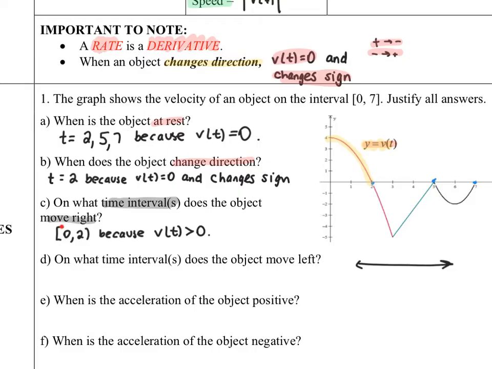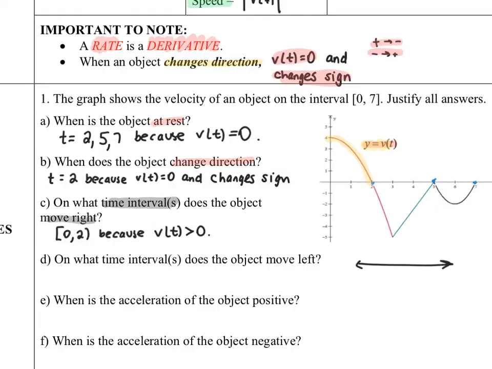And notice how I put a bracket on the endpoint, and at 2, I actually said the velocity equals 0, so I needed to put a parenthesis. I'm not including 2 as a rightward movement because my particle is actually stopped at 2. And as far as my justification, I just say what it is about this velocity graph that made me pick this interval, and it was the fact that velocity was greater than 0.